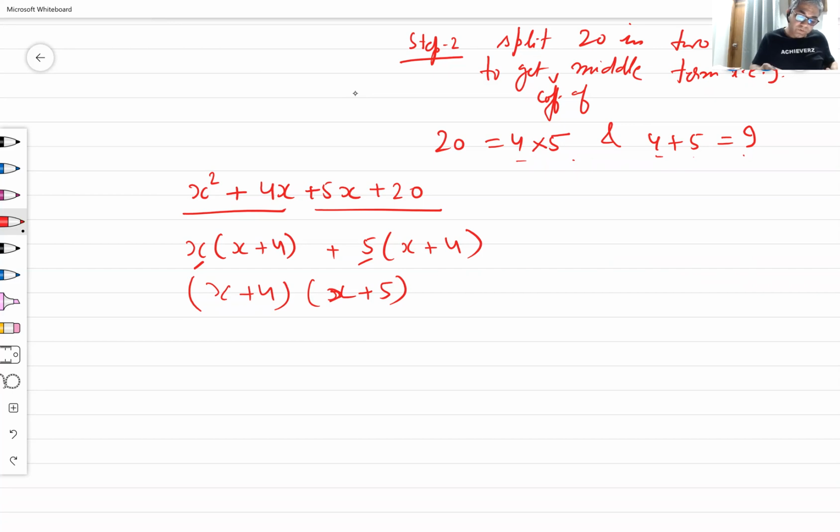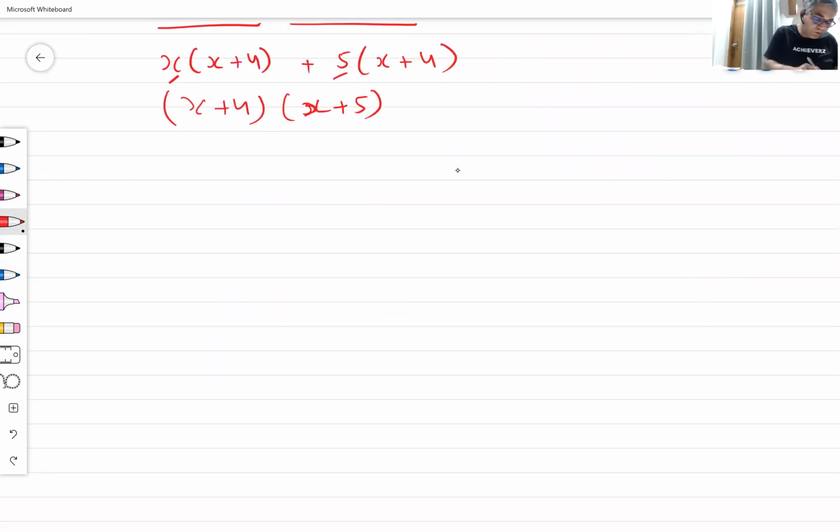So now I will give you a question. You will be solving it. Okay. All right. Now here is a question for you all. X square plus 5x plus 6. Please do it yourself and then tell me the answer.